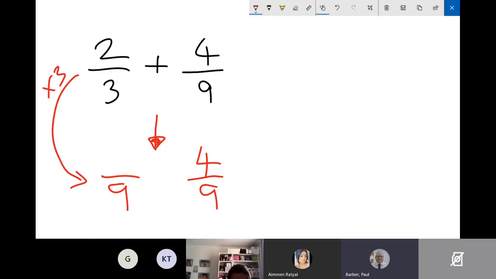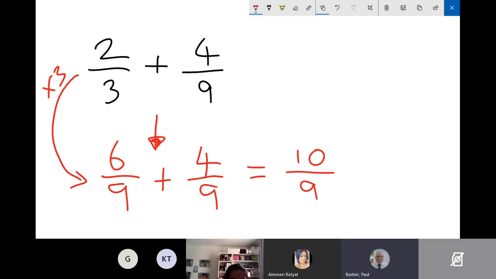3 times 3 is 9. So we'll do 2 times 3, which is 6. We've now got, out of 9, 6 of them, and out of 9, add 4 of them. So actually we can add them together. We've got 6 and 4 makes 10. It's still out of 9 pieces because our number of pieces hasn't changed.